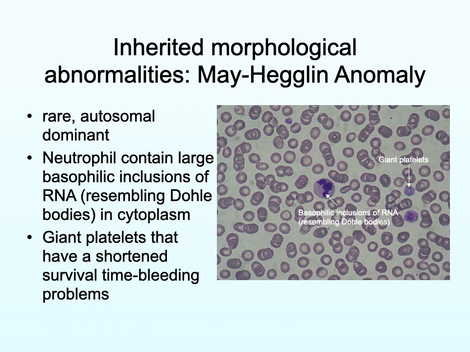May-Hegglin anomaly is a rare autosomal dominant disorder in which the leukocytes contain large basophilic inclusions containing RNA that look similar to Döhle bodies. May-Hegglin anomaly can be differentiated from an infection because toxic granulation is not seen. The patients also have giant platelets that have a shortened survival time. Because of this, patients may have bleeding problems.